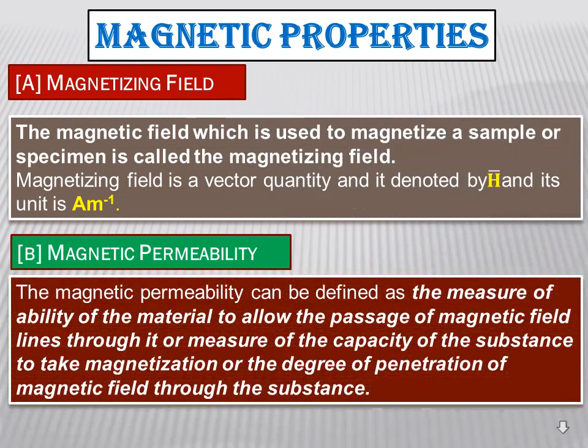Now, magnetic permeability can be defined as the measure of the ability of the material to allow the passage of magnetic field lines through it, or the measure of the capacity of the substance to take magnetization, or the degree of penetration of the magnetic field through the substance, that I already mentioned. Kanda Udurval or Kanda Utpugu Thiran.